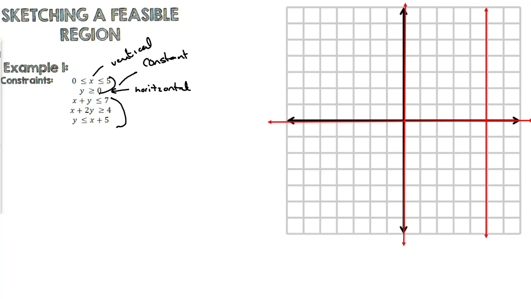Now let's take our three equations beneath it. The first one, x plus y is less than or equal to 7. Solve it for y: y equals negative x plus 7. That tells me my y-intercept is (0, 7). And then my slope is negative 1 over 1. So I fall down 1, go over 1. Fall down 1, go over 1.